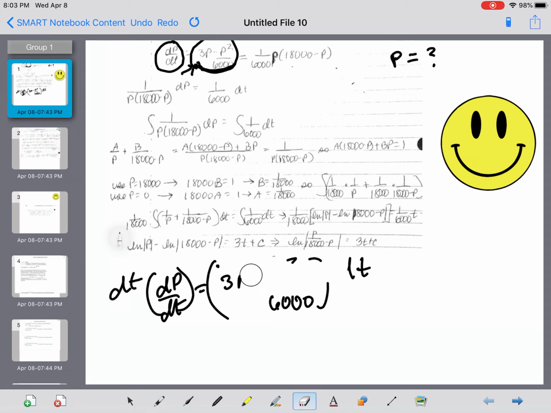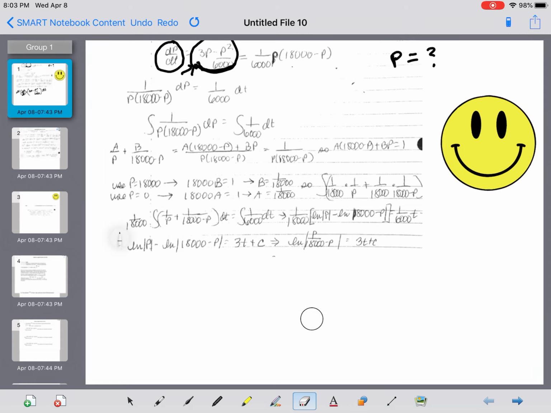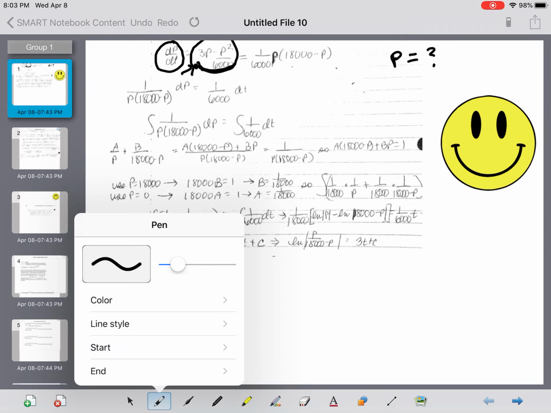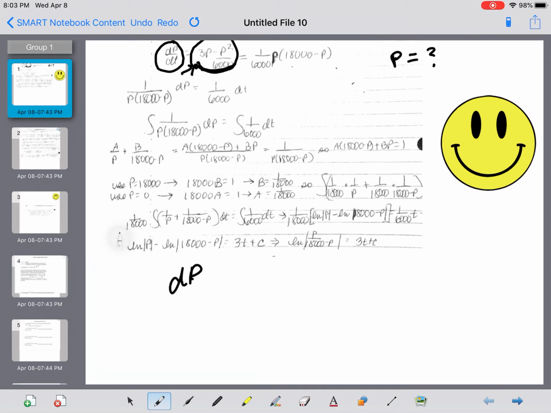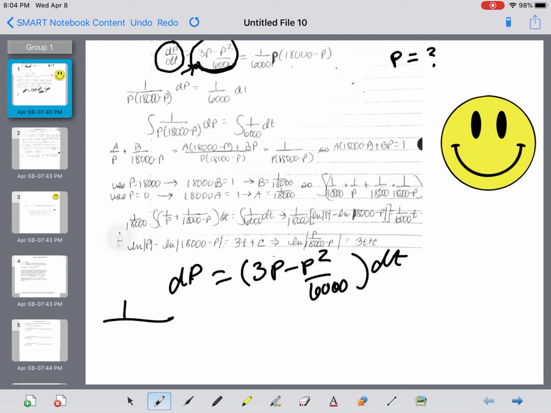or let me do it this way. I'm going to separate my variables and go dp is equal to 3p minus p squared over 6,000 dt. And then I realize that I really need my p's over here. So I end up with 1 over 3p. Well, I also want to leave behind as much as I can. So, sorry, I'm going to do that first too. And so let's follow my work here. So I'm going to do it all the way out.